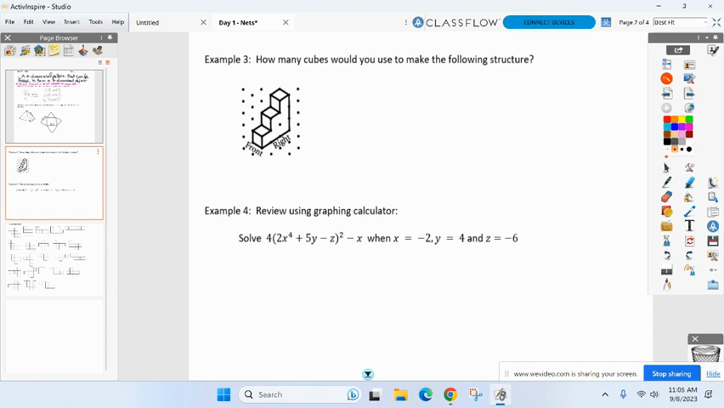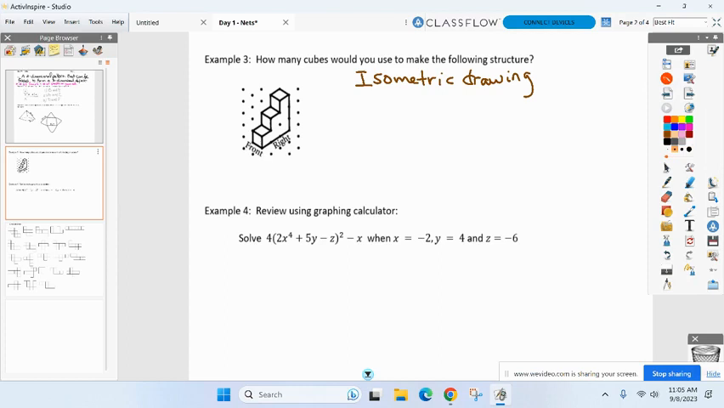Nice! Redeeming period 5, isometric. This is an isometric drawing. Anybody know the other one? It begins with an O. Orthographic. Good, period 5. You guys are honors, huh? It's an isometric drawing. I could still break up an isometric drawing just like I can with a net.